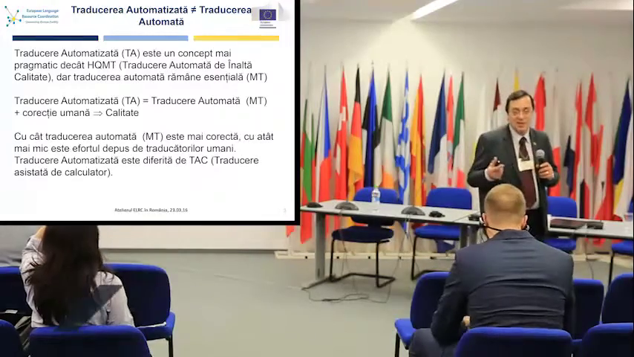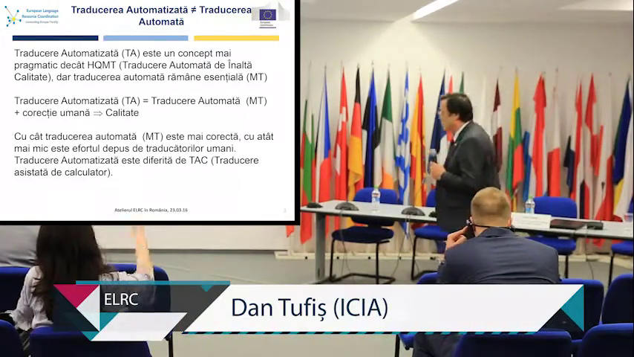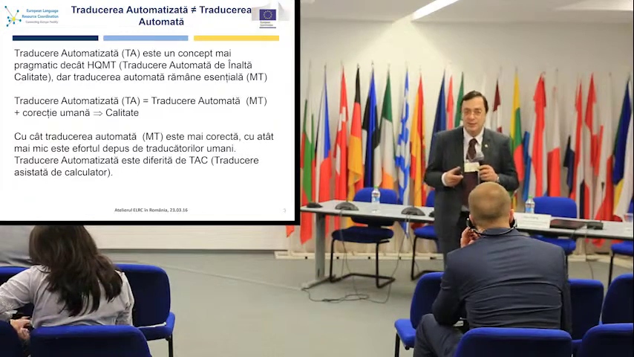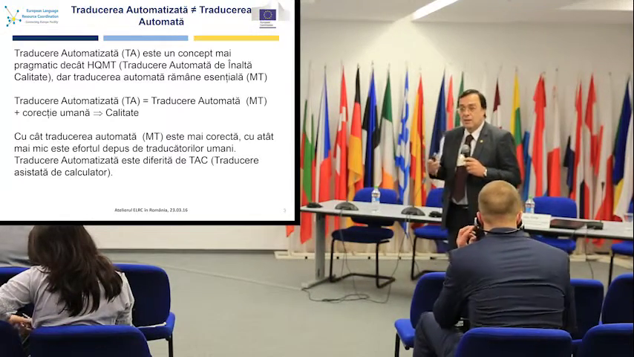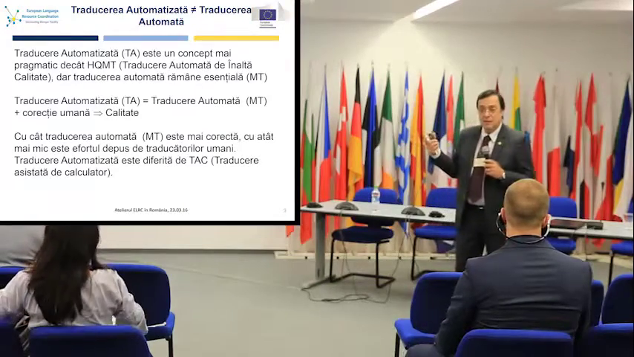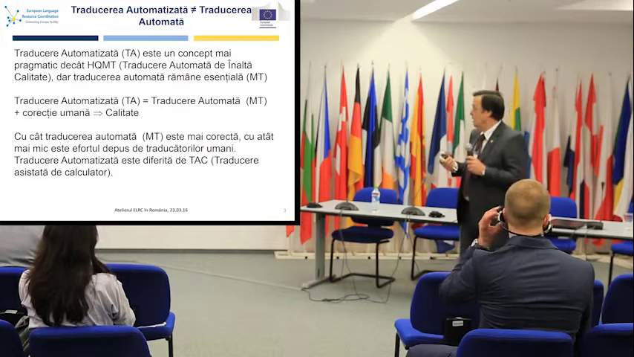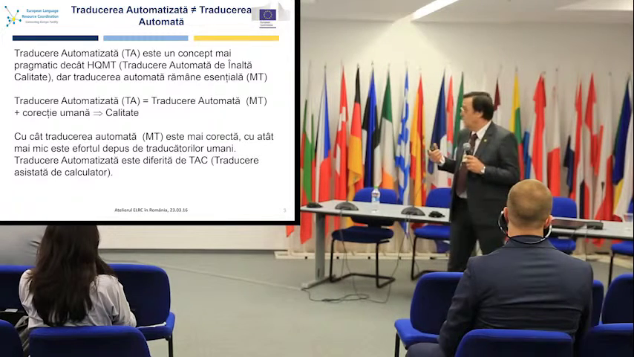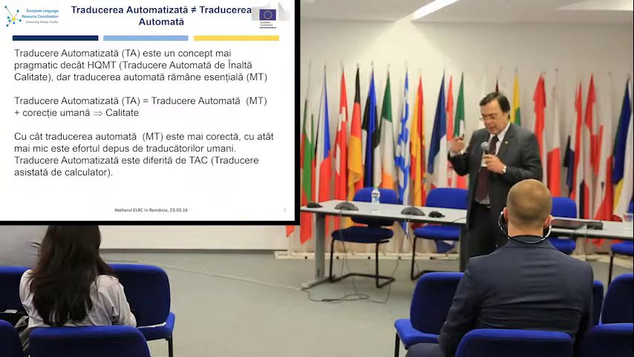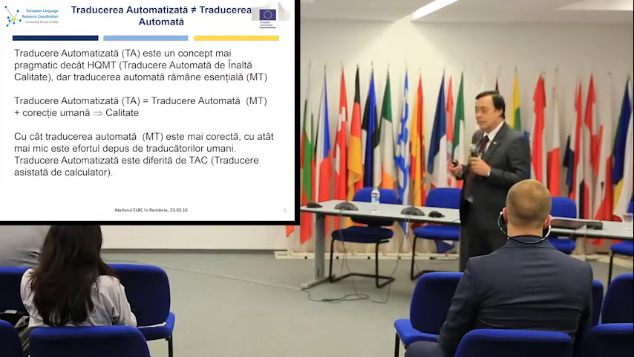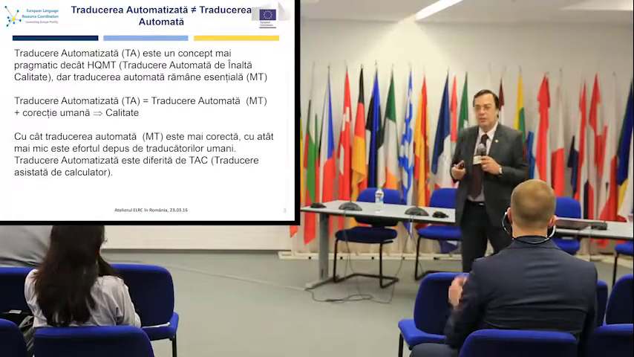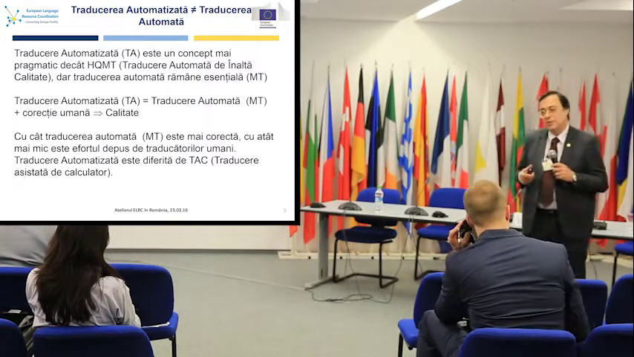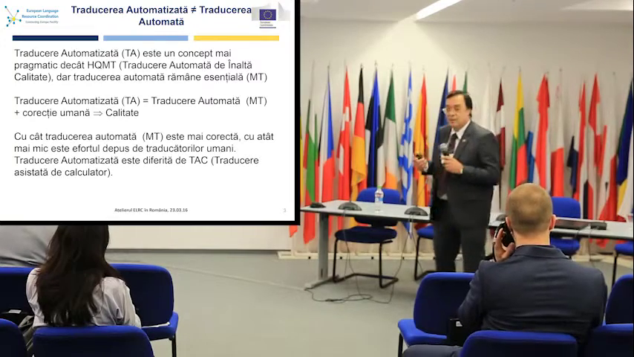We have two words, traducere automatizată, traducere automată, very close as a matter of fact. In English, luckily, the words are distinct. But anyway, the difference between them is essential. Automized translation, TA, is different from high-quality automatic translation, which is a fundamental objective of artificial intelligence. But anyway, TA, traducere automatizată, which would be automized translation, is essential.